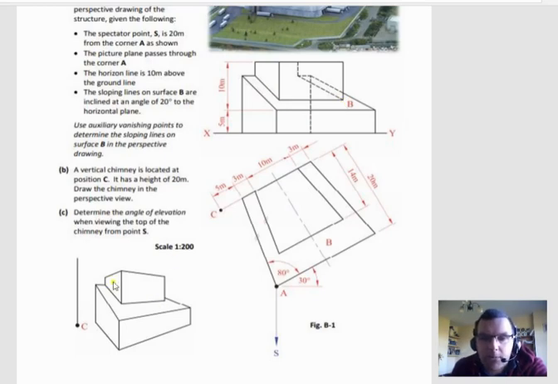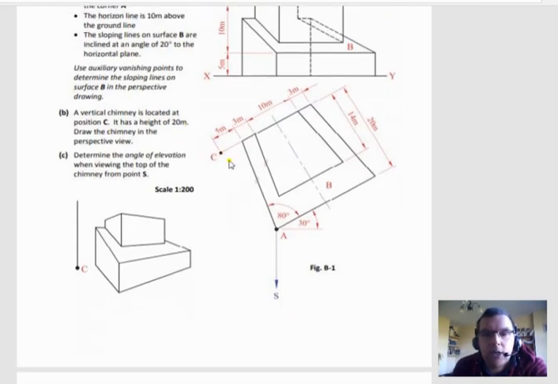But then the top of the object here, and you're shown here, this is actually what the perspective is going to look like. This line here and this line here are horizontal, so they'll join back to your normal vanishing points. Now in this case as well, what they're asking you to do is, you have a chimney here which is in position C here, 20 meters high. So what you have to do is locate that into perspective as shown here.